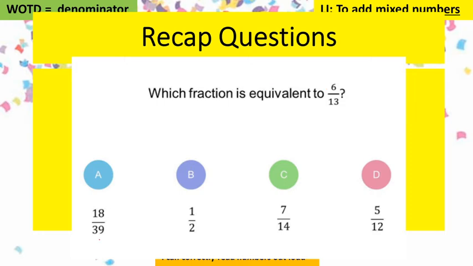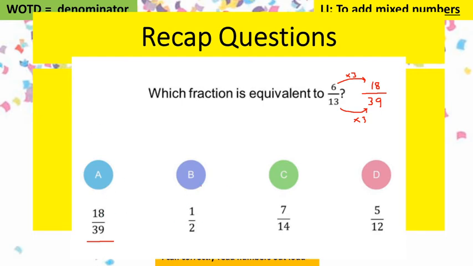Okay, so the answer you should have got is A, because can we get to 39 from 13? We can get there by doing times 3. And if 6 times 3 is 18, then it works. And it is, because 6 times 3 is indeed 18. So 6/13ths is equal to, or of the same value as, 18/39ths.